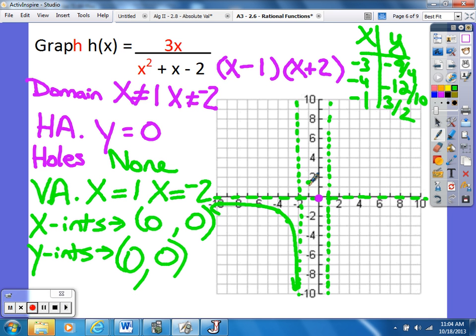Do you want to plug in any more points, or are you guys okay there? What do you think? What's it going to look like? So I know it's getting closer over here, right? I know this one's getting closer over here, right? And then here, I just need to make sure I connect them with a curve. That's it.